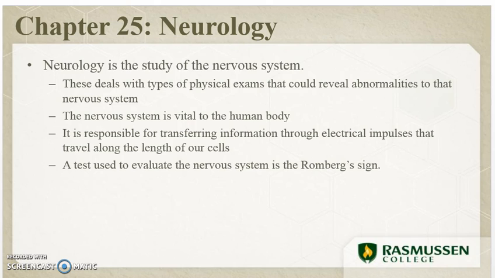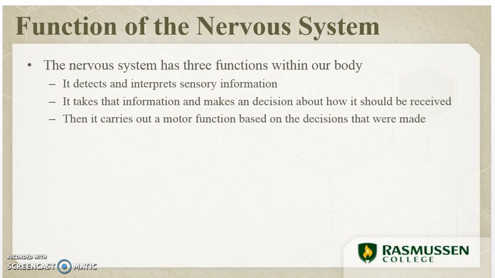Your nervous system is made up of neurons and has 3 main functions. The first function is to detect and interpret sensory information. It will take that information then and make a decision about how it should be received. And then the third and final step is it will carry out a motor function based on the decisions that were made in the brain.